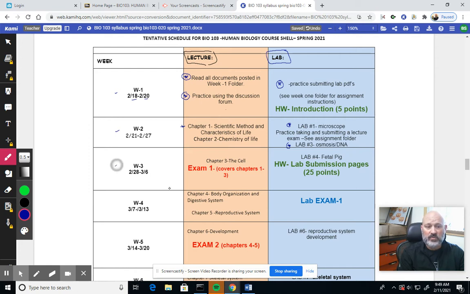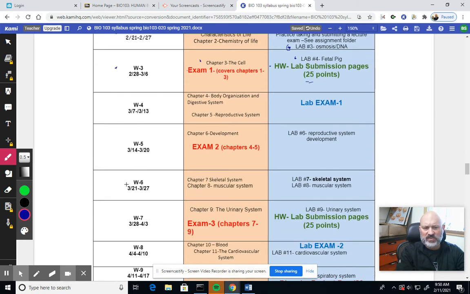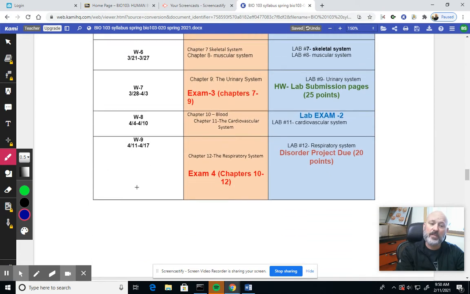Like, for example, week 3, after I give the lecture for chapter 3, you're going to have an exam that covers chapters 1, 2, and 3. It's a lecture exam. And then after we do the fetal pig lab that 3rd week, I'm going to give you a homework assignment where I'm going to be calling for specific pages from the lab book. You'll have to scan them and submit it. And you can see this is a real homework assignment, which is why it's worth that point value instead of just 5 points. It's not practice. All right, so this is it. And you can see it continues week by week by week. You definitely want to print this out.